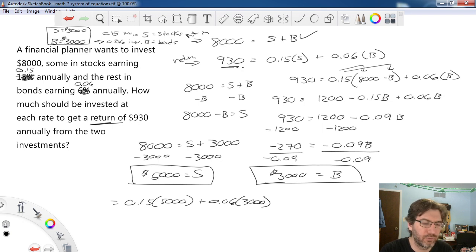0.15 times 5,000 gives us 750. 0.06 times 3,000 gives us 180. And when you add those together, it gives you 930, which is what we wanted. So this is checking out. Everything's working out well here. That is our solutions. Are there any other questions about them?